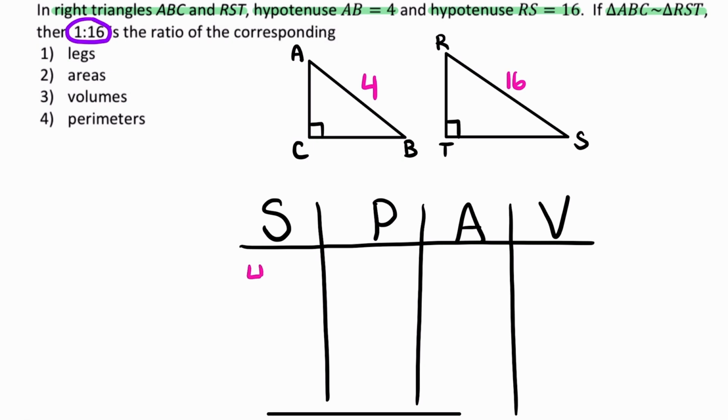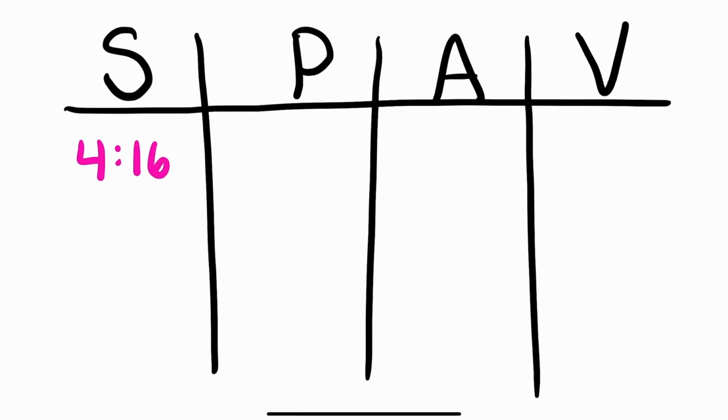So 4 to 16. Now, I'm always going to recommend that if you can reduce, you do. Because if you can, you should. Is there a number that goes into both 4 and 16? And there is, 4. 4 goes into 4 once, and 4 goes into 16 4 times, which means these sides are in a ratio of 1 to 4. So it's very important to know that these are equivalent. 4 to 16 and 1 to 4 mean the same thing. It's just a matter of keeping it in simplest form.